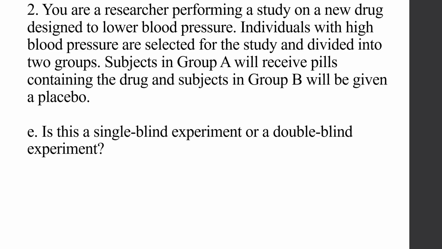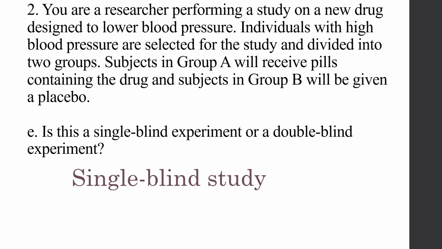All right, single blind or double blind? We have no evidence here that the researcher does not know which group the participants are in, so we would say this is a single blind study or a single blind experiment. There's no wording in the problem that would lead us to believe that the researcher does not know which group the subjects are in.